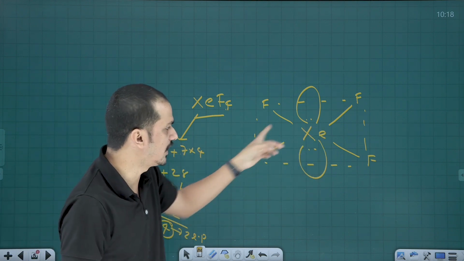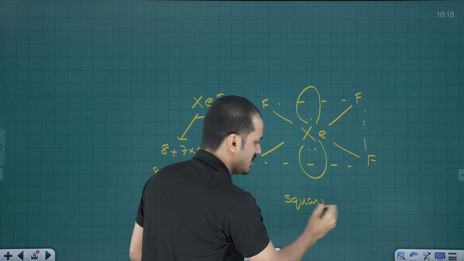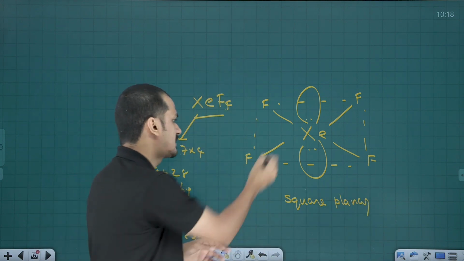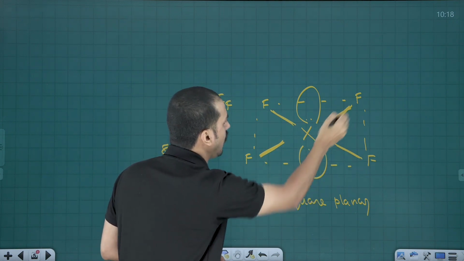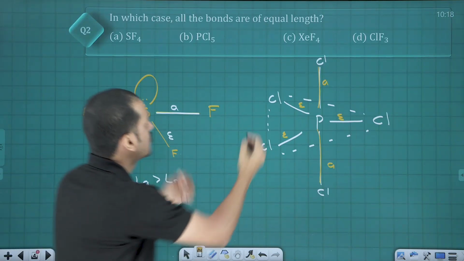So this is the shape. What is this? This is actually square planar. There is no pyramid. So this length is equal to this length, that is equal to this length, this length. All the lengths are equal. So what is our answer? Our answer is option C.